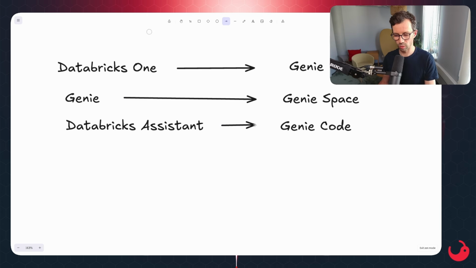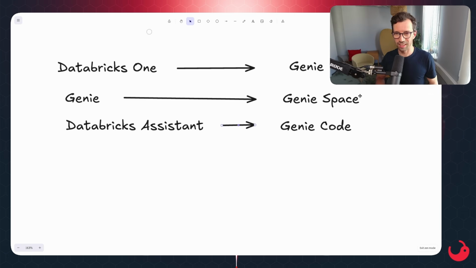Now everything seems to be Genie. The most important thing is that Databricks One is now called Genie. Of course, it makes sense, because whenever you have any conversational analytics on Databricks, your interface would be through Genie Spaces, but now the entire ecosystem which provides conversational analytics to you is called Genie. So now everything is Genie.